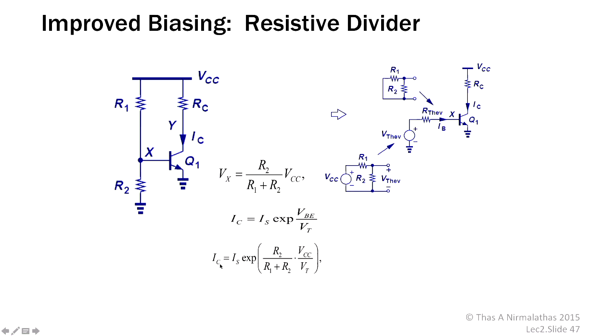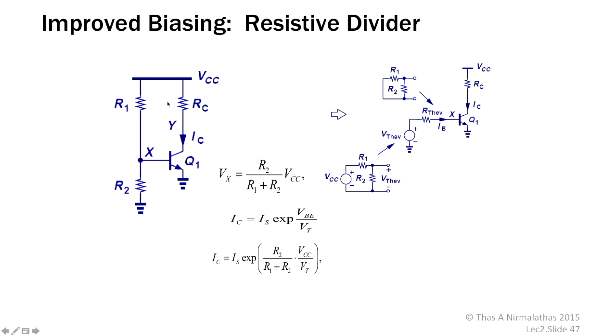So here, IC equals Is into exponential of R2 by R1 plus R2 into VCC by VT. When you look at this equation, that is your equation for collector current. From that you can find even VC. But here it is relatively better. Why? Because now in the exponential term you have R2 by R1 plus R2, only a ratio.